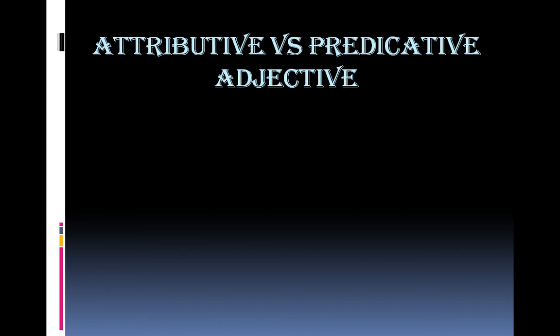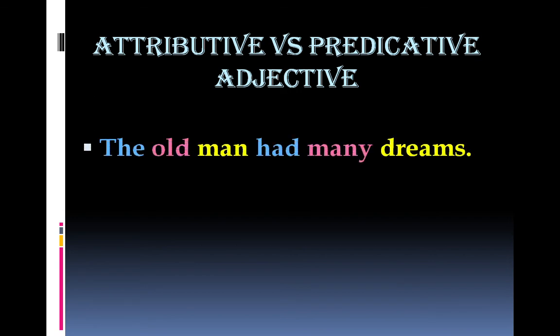It's the position of the adjective with reference to the noun it modifies that determines whether to call it attributive or predicative adjective. When the adjective comes before the noun it modifies, it's attributive. And when it comes after the noun, when it's a part of the predicate, it's predicative. Let's have examples. The old man had many dreams.